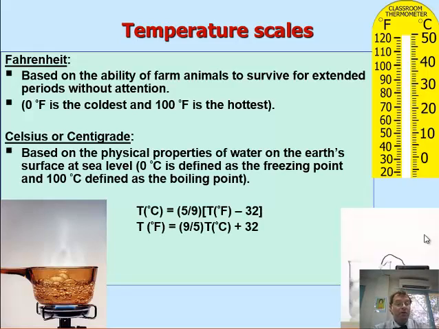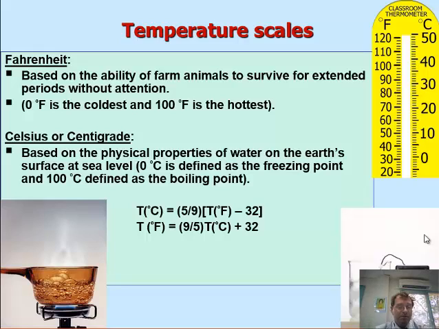Now, Fahrenheit, although still widely used in the US, Celsius and centigrade are more often used in scientific practice, and definitely in the UK. Here it's based on physical properties. So, water on the Earth's surface at sea level is 0 degrees as defined as the freezing point, and 100 degrees is defined as the boiling point. And between these two temperatures we have 100 evenly spaced degrees in between.